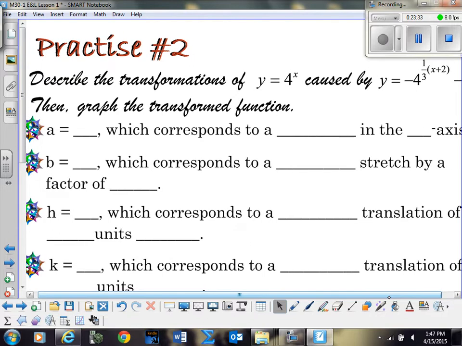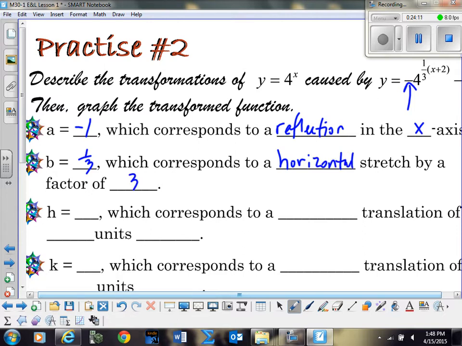Sometimes we separate the reflection and the a value, but in this case we're talking about a reflection with the a value. So we're going to say a is -1 here. It corresponds to a reflection in the x-axis. So this negative right here would reflect it over the x-axis. The b value is 1/3, which is a horizontal stretch by a factor of 3.